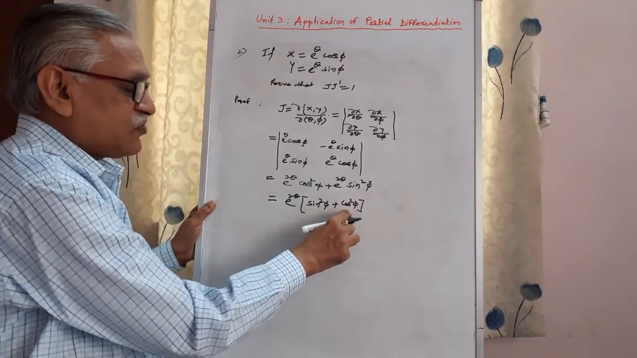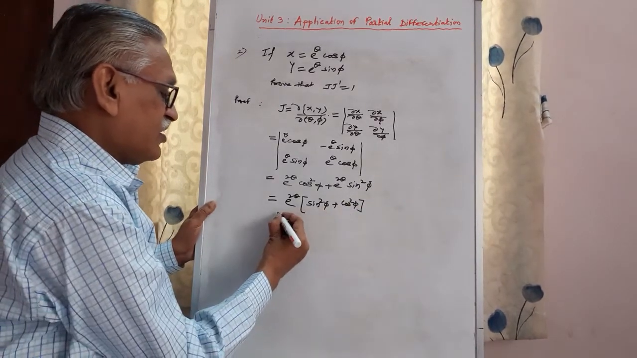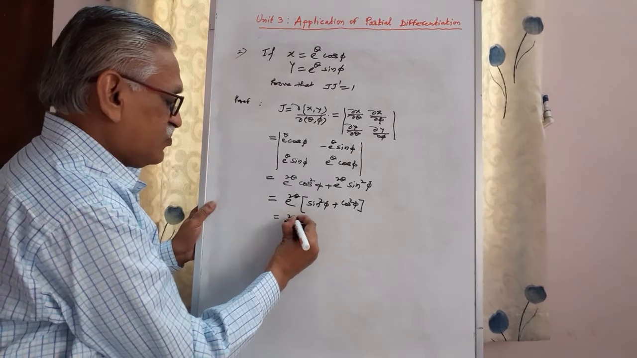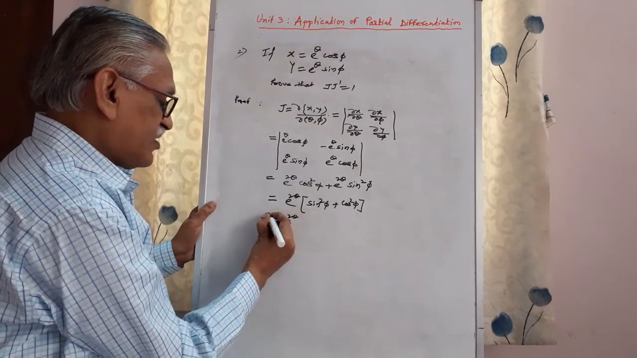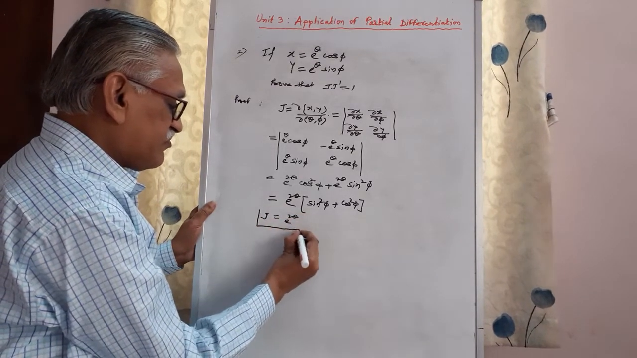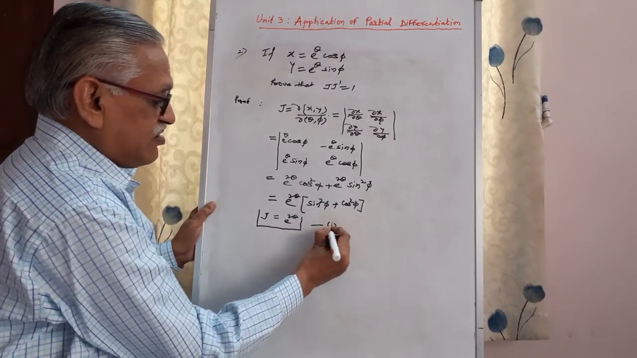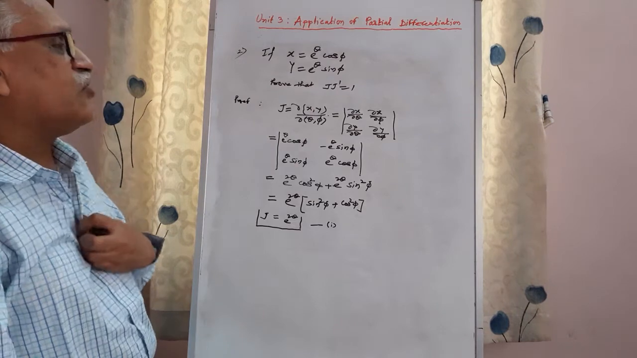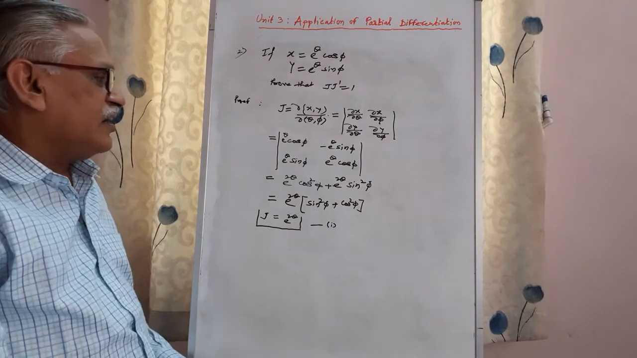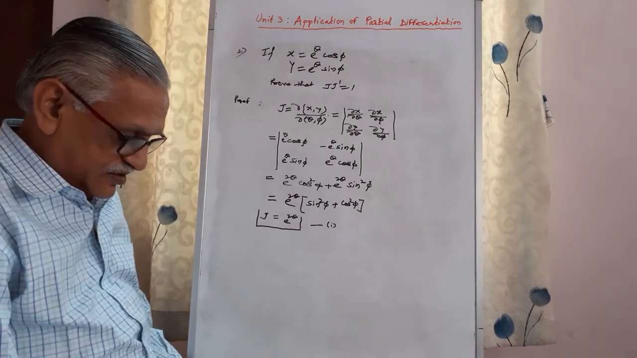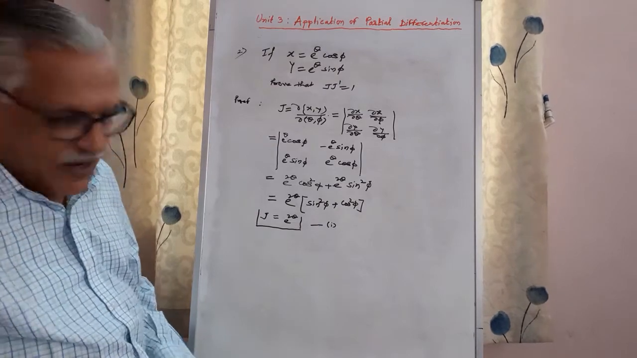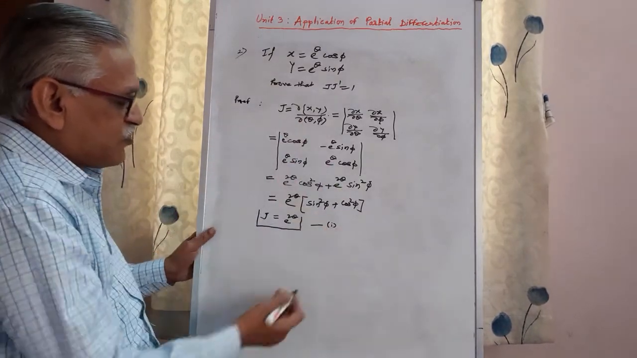But sin square plus cos square phi is 1, and therefore its value is e raised to 2 theta. That is the value for the Jacobian. Here half part is over. We have obtained the Jacobian. Then the second part, we have to find out its reciprocal.